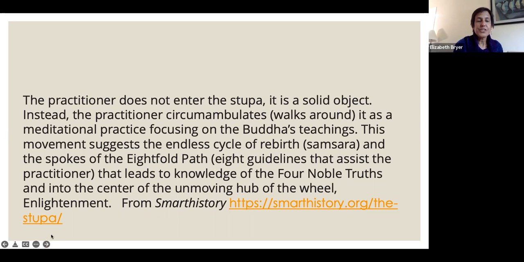I already mentioned you don't enter the stupa, you walk around it as a meditational practice. The movement suggests the endless cycle of rebirth and the spokes of the Eightfold Path, 8 guidelines that assist the practitioner, that lead to knowledge of the 4 noble truths and into the center of the unmoving hub of the wheel, enlightenment.